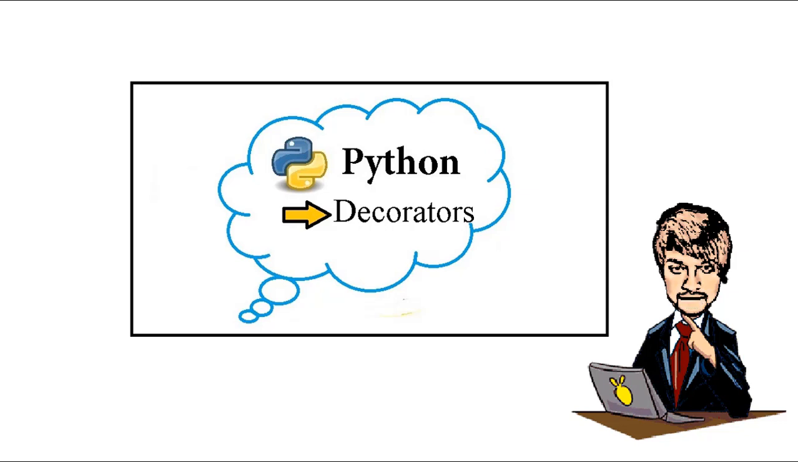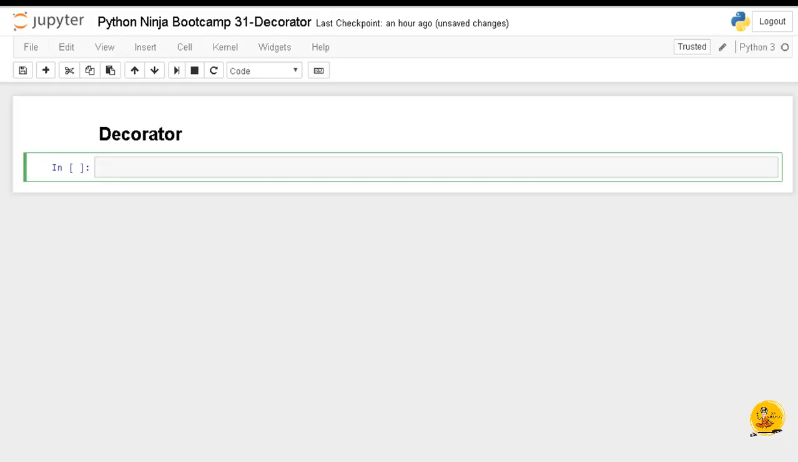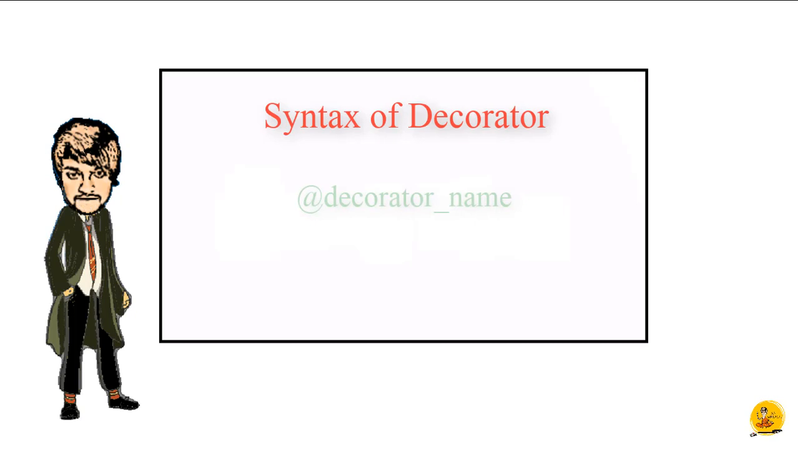In this lecture, we'll cover decorators. Let's get started. A decorator is a function that takes another function as an argument, adds some functionality, and then returns another function. Let's see the general syntax for decorators in Python. So here we have @ and the name of the decorator.